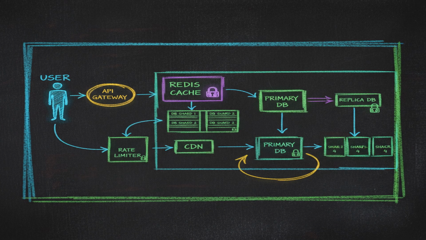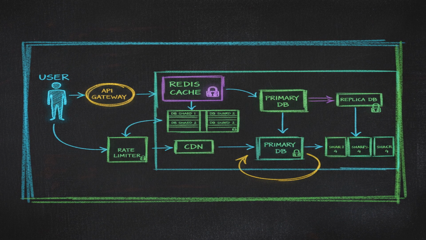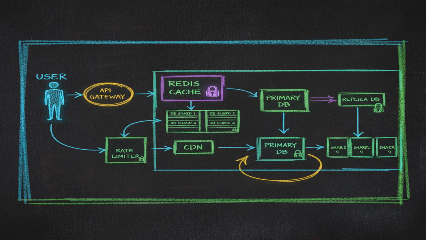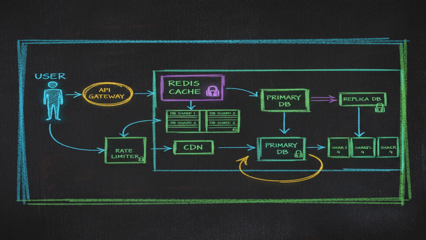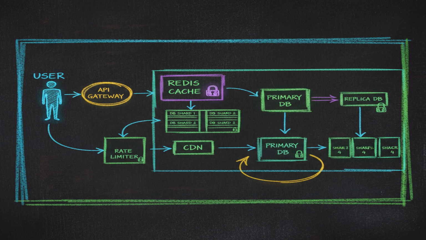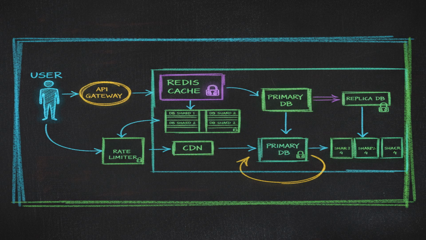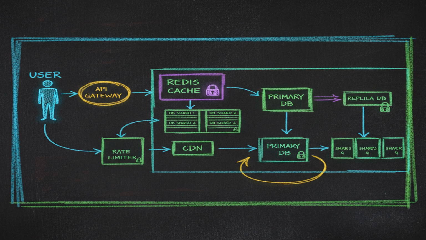Now let's talk scaling. To handle the read load, we'll use a cache-aside pattern with Redis. On a cache miss, we query the read replicas and backfill the cache. This keeps our P99 latency under 50 milliseconds for read-heavy workloads. We use database replication to distribute the read load across multiple read replicas.